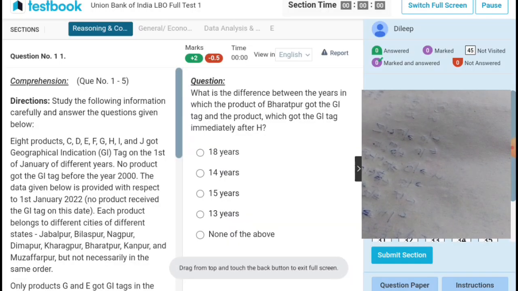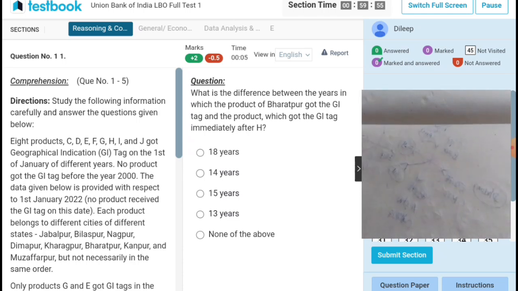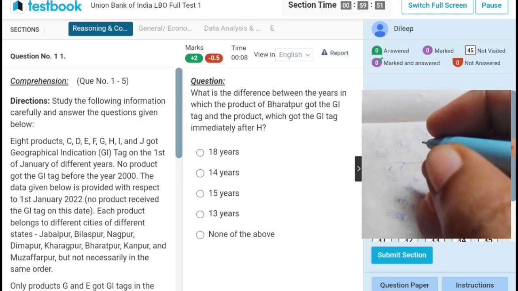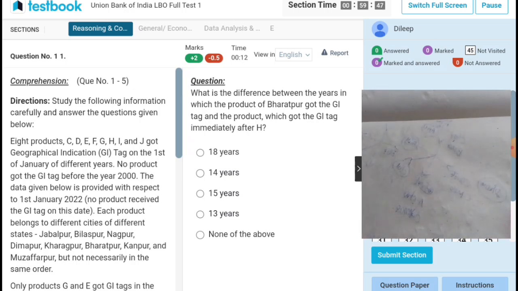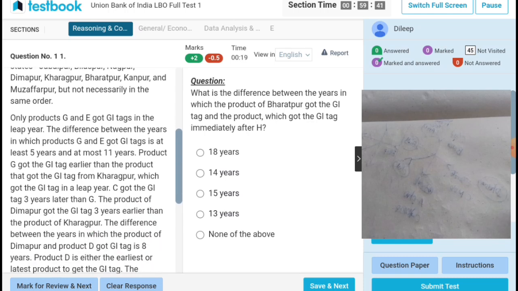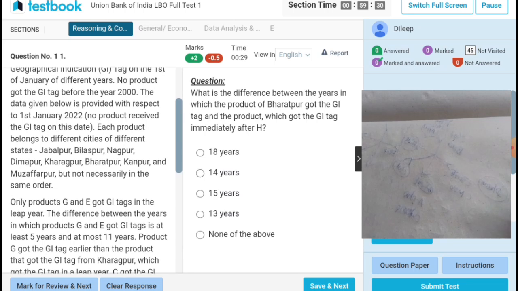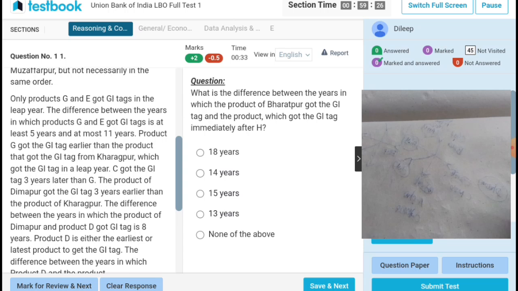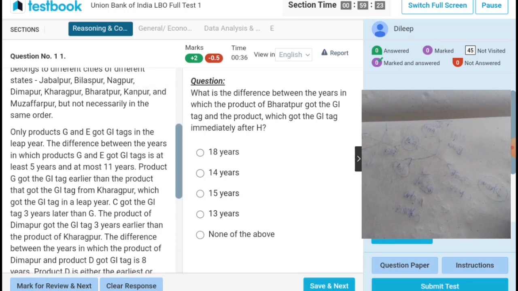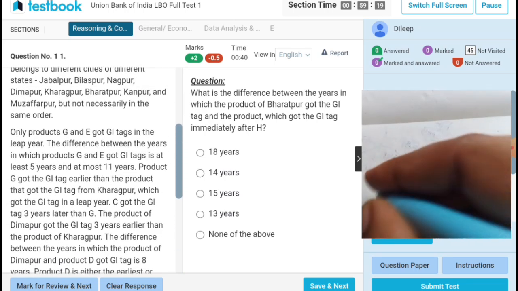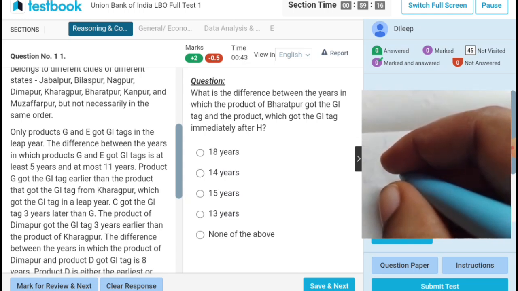I think first of all the reasoning section. These 8 products were given and got the GA tag on the 1st of January of different years. So no product got GA before 2000. So only E and G got GA in a leap year. The data given below is with respect to the 1st January 2022. Only products G and E got GA tags in a leap year. The difference between the years in which products G and E got GA tags is at least 5 years and at most 11 years.